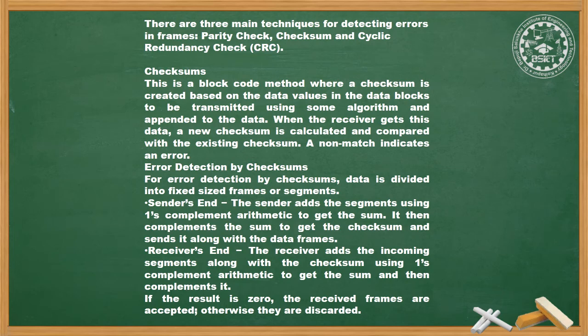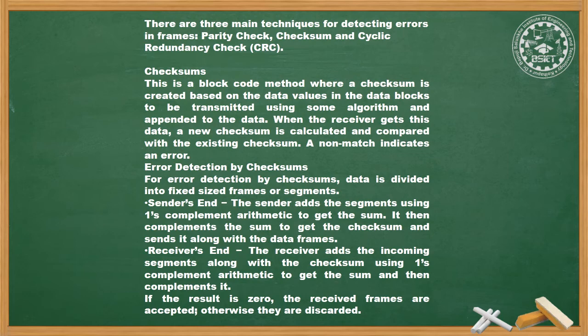Now there is one more method which is used for error detection, that is called checksum. This is a block code method where a checksum is created based on data values in the data blocks to be transmitted using some algorithm and appended to the data. When the receiver gets this data, a new checksum is calculated and compared with the existing checksum. A non-match indicates an error.